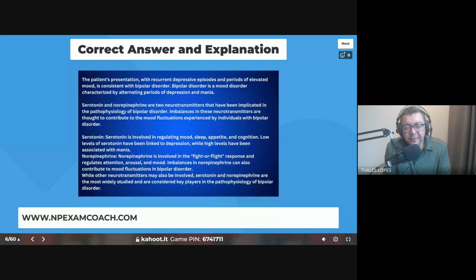Now, norepinephrine, right? When you think of norepinephrine, we think of the fight or flight response that regulates attention, arousal, mood. So imbalance in norepinephrine can also contribute to mood fluctuation in bipolar. So these two are the main players. It doesn't mean that dopamine is not involved either, okay?